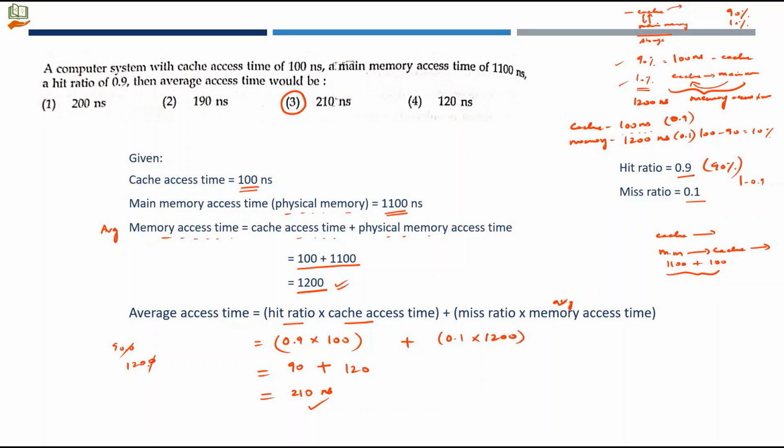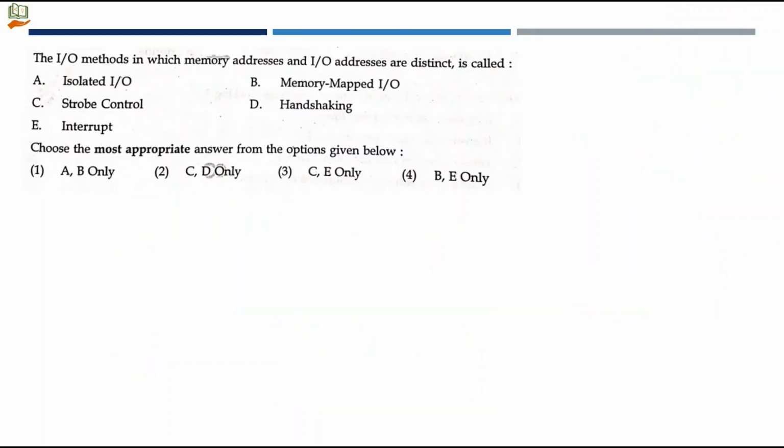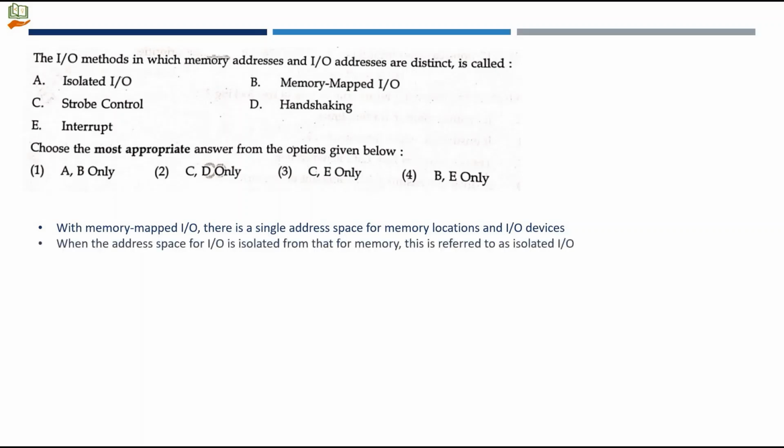Next question, the I/O methods in which memory addresses and I/O addresses are distinct is called. We will see a set of statements and then we will mark the answer. With memory mapped I/O, that is option B, there is a single address space for memory locations and I/O devices. When the address space for input-output operation is isolated from that for memory, this is referred to as isolated I/O. This statement is actually matching the question. The address space for I/O is isolated from that for memory. Actually, it is isolated I/O.